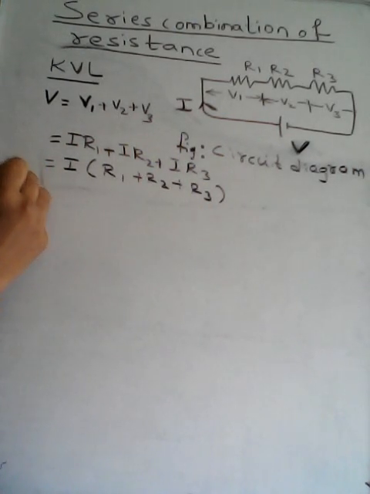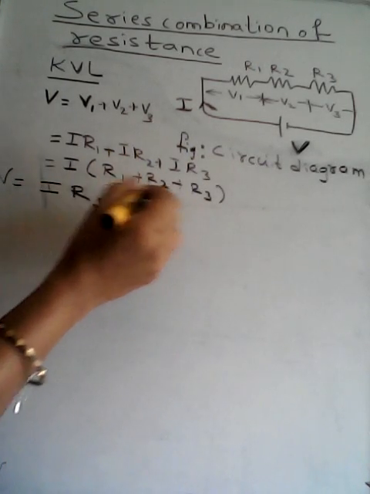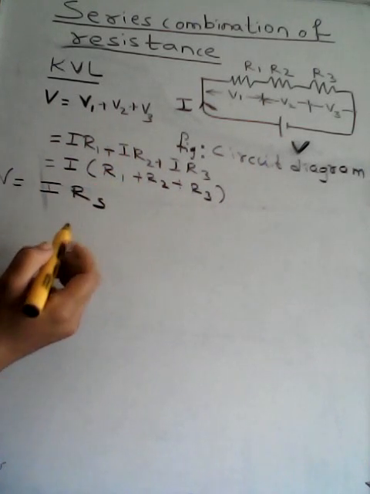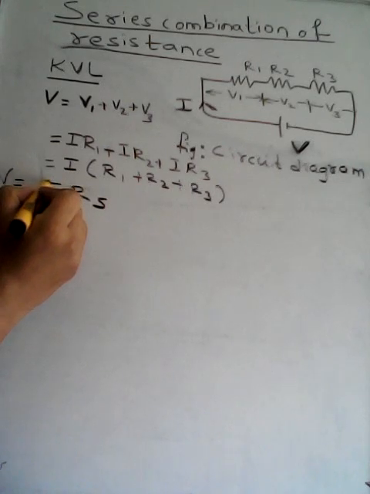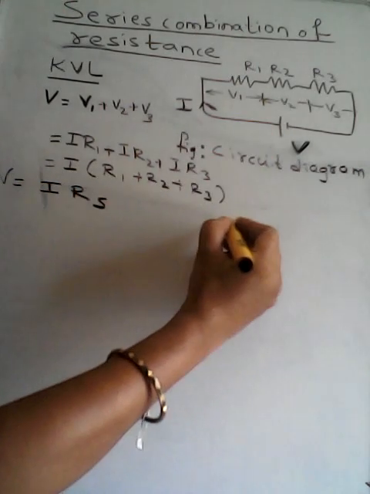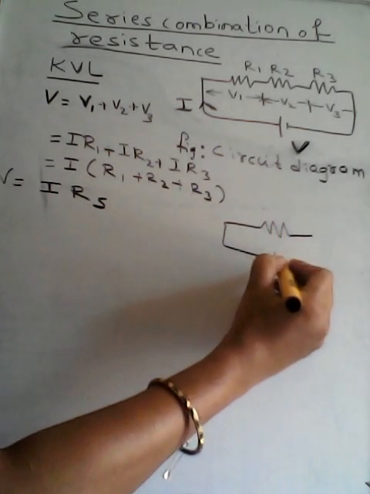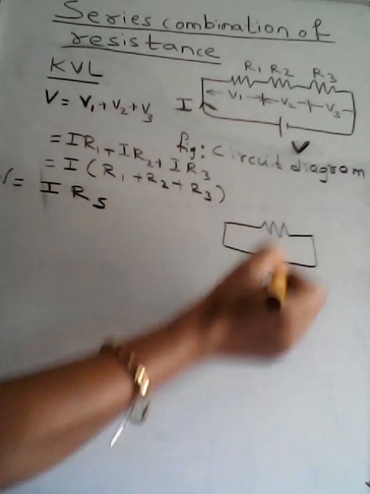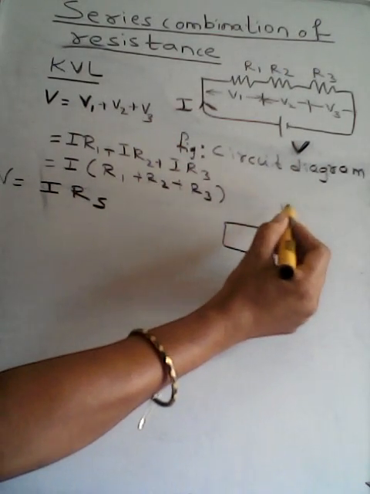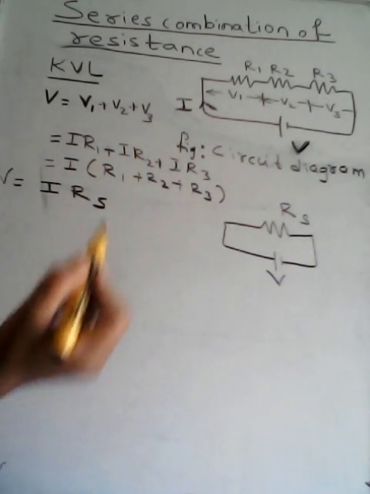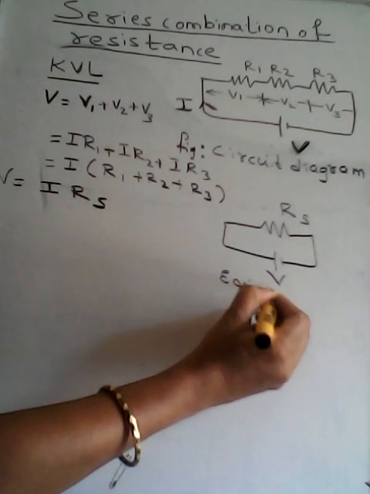And we know that V is always equal to I into R, and this is the equivalent resistance. It can be represented as RS, the series combination of resistances. So this diagram can be replaced by a single resistor connected across a voltage source of the same V volt, but the series combination of these resistors can be written as RS, a single resistor. This is the equivalent diagram.